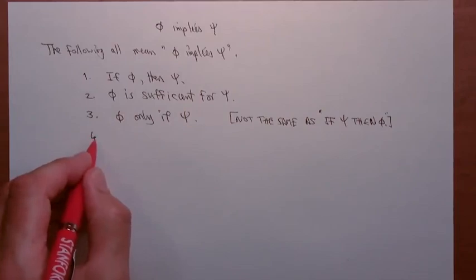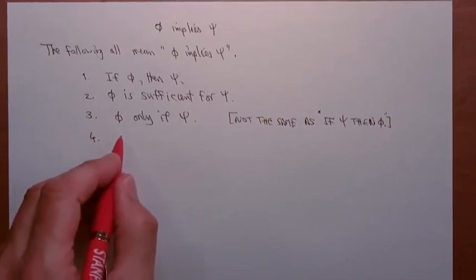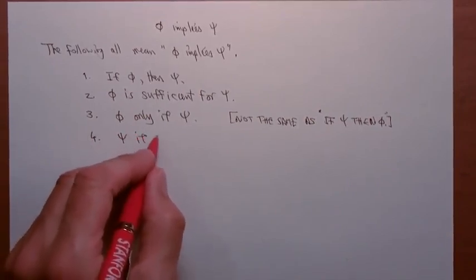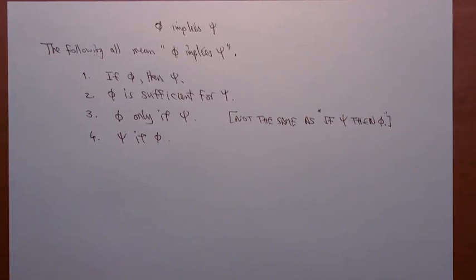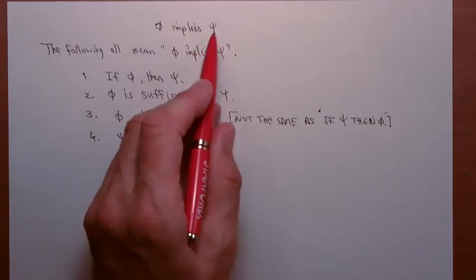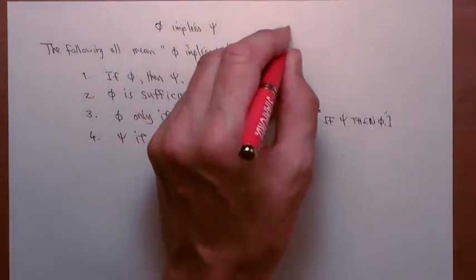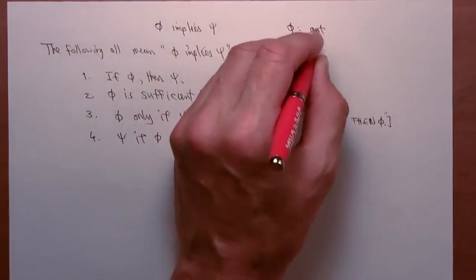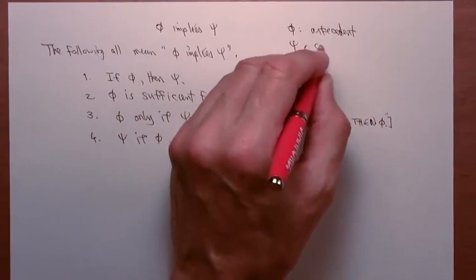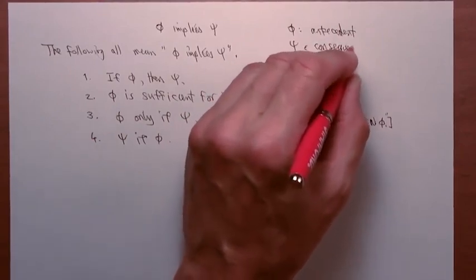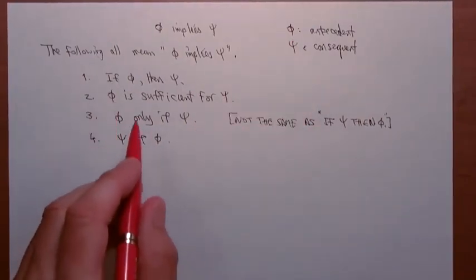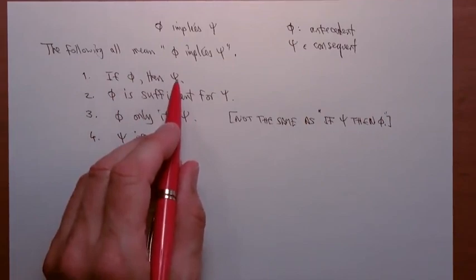Okay, let's look at this one, because this one that I'm going to write next is one that I've already encountered in my discussions about the Tour de France. Psi if phi. Notice that we've flipped the order now. Phi is the antecedent, psi is the consequent. Let me write those down just to remind us. Phi is the antecedent, and psi is the consequent. And those are the roles going to be played by phi and psi in all of these.